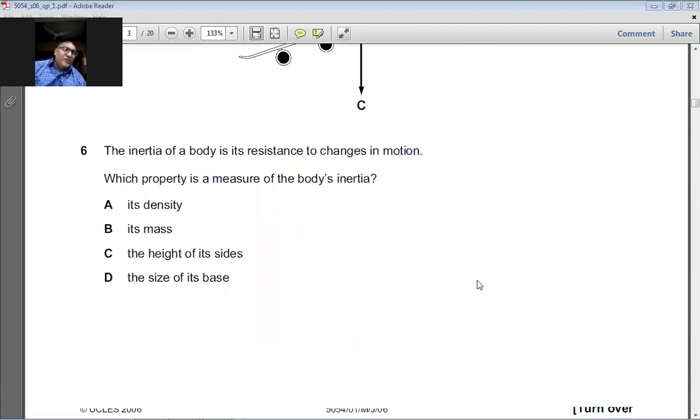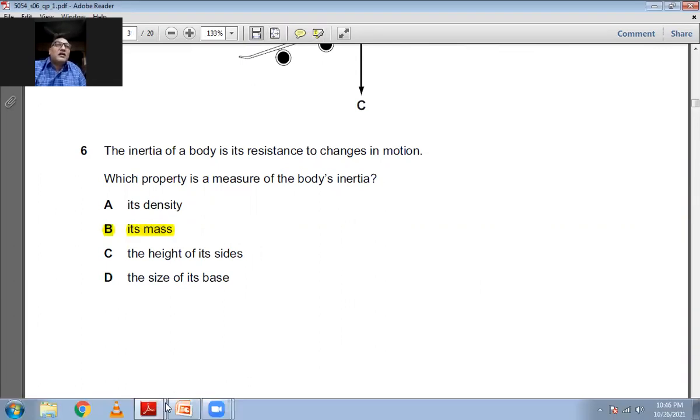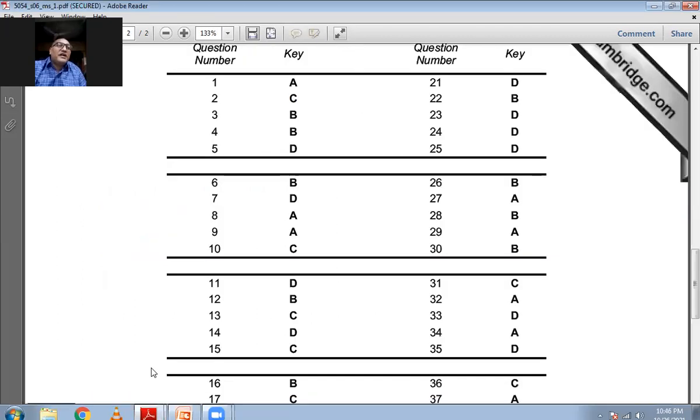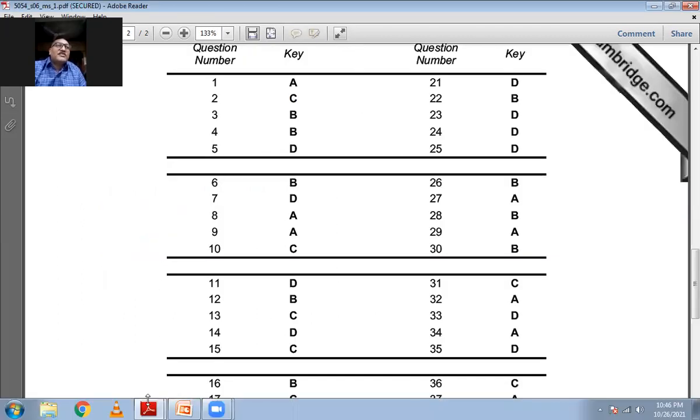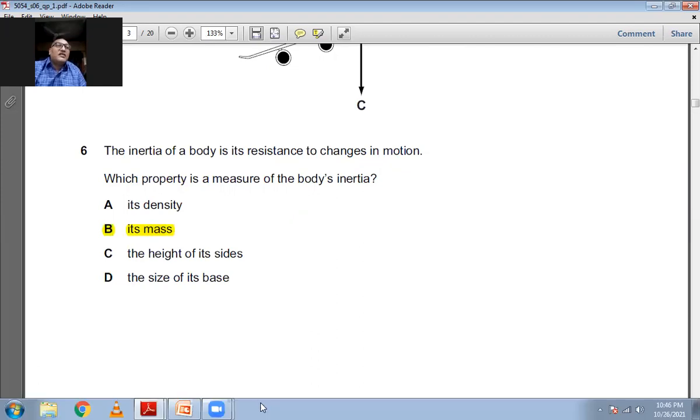The inertia of a body is its resistance to changes in motion. Which property is a measure of the body's inertia? The inertia basically depends upon the mass of the body. So it will be mass. That is mass. So I think B will be the right answer, sir. Question number 6, B is the right answer. Let's check. Question number 6, B is the right answer.